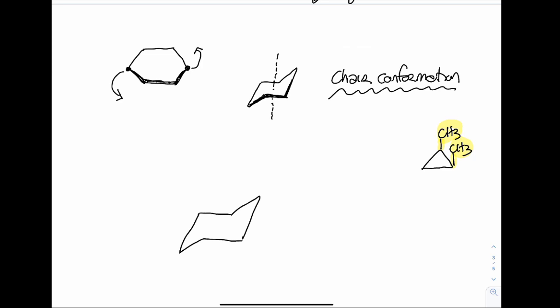So the strain that I've been showing you in this video is kind of the base strain, right? We can make it worse. If I wanted to go and stick a big butyl group on there, well, now I just made that thing so ugly, it probably wouldn't exist.